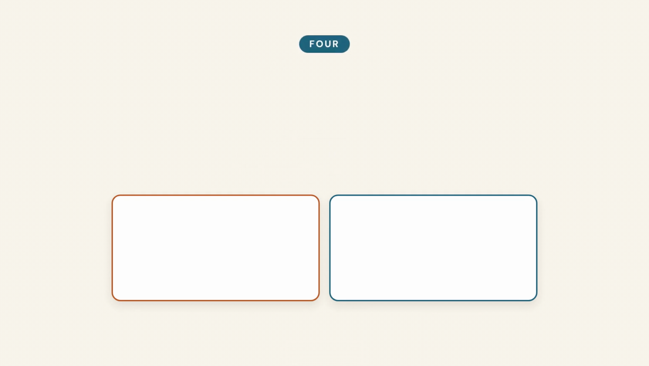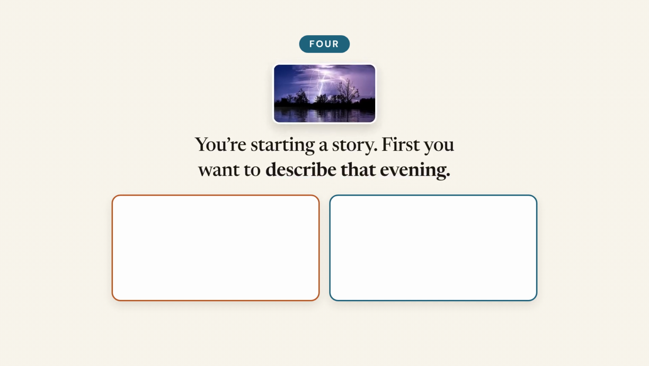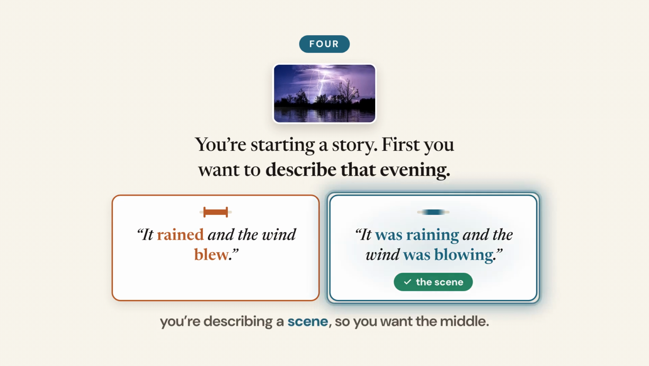4. You're starting a story. Before anything happens, you want to describe that evening. The rain, the wind, the cold. Do you say "it rained and the wind blew," or "it was raining and the wind was blowing"? It was raining and the wind was blowing. You're describing a scene, so you want the middle.